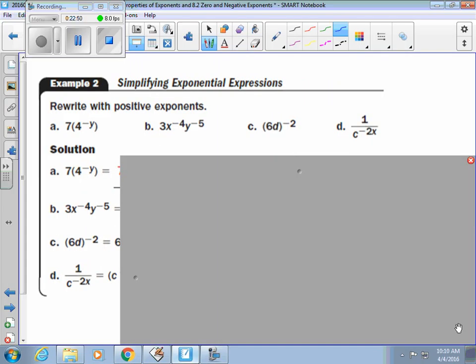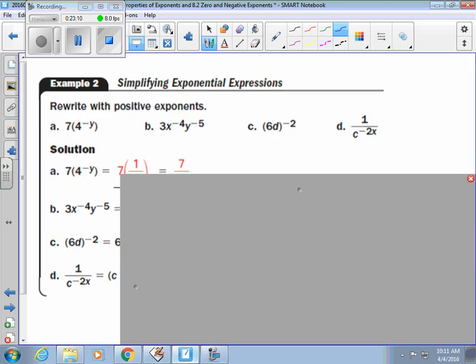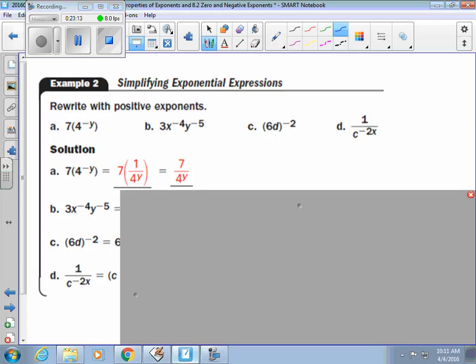Example number 2 is simplifying exponential expressions. The first one, 7 times 4 to the negative y. You got to do what's inside parentheses first. So instead of doing 7 times 4, you got to do 4 to the negative y. Remember, a negative exponent means it rides the elevator. 4 goes down to the bottom, and it becomes raised to the positive y. So 7 times 1 over 4 to the y is equal to 7 over 4 to the y power.